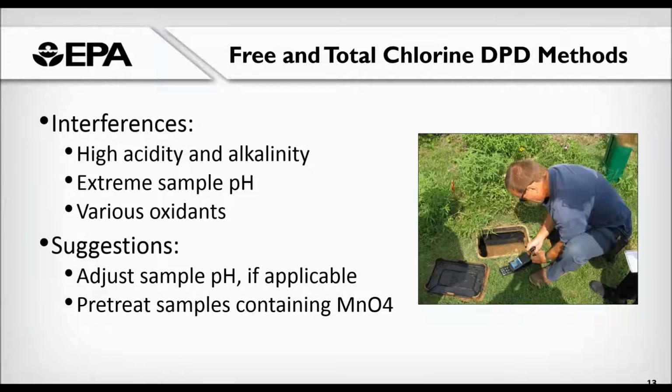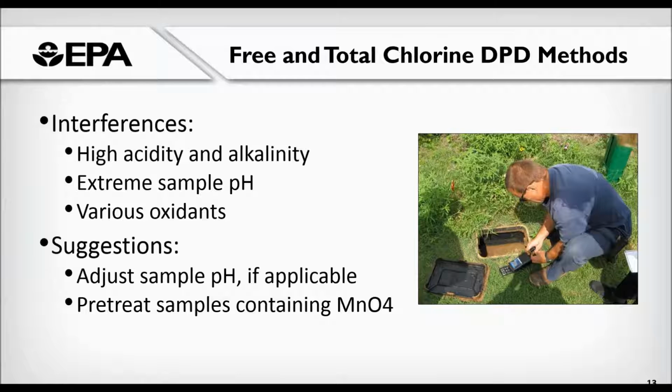So next I'm going to get into some details about some of the specific methods. First I'm going to talk about the free and total chlorine DPD methods. There are a variety of chemicals commonly found in finished drinking water that can interfere with both free and total DPD reagent. In particular, high acidity and alkalinity can result in a negative interference. Also, extreme sample pH can exceed the buffering capacity of the reagent, which can also result in a negative interference. There are also various oxidizers, including bromine, chlorine dioxide, permanganate, organic chloramines, and ozone, that will result in a positive interference. And oxidized iron and manganese can also result in a positive interference.